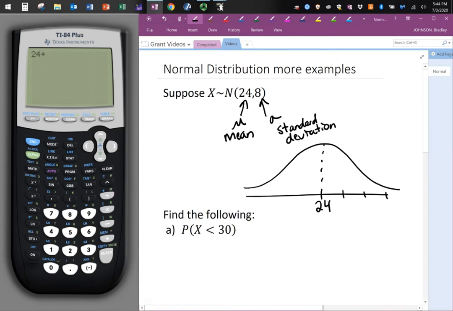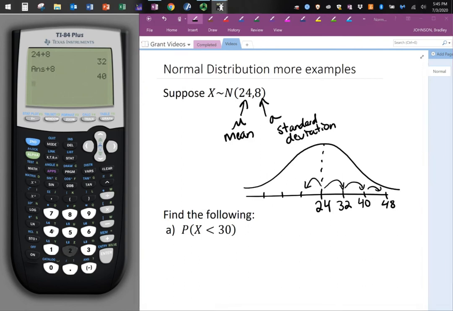I like to mark 3 to the right and I like to mark 3 to the left. But what you do is you add a standard deviation away. So 24 plus 8 gives you 32. And then if you add 8 again, you have 40. And then if you add 8 again, you would be at 48. So what I'm doing is just showing how the values are distributed about the mean.